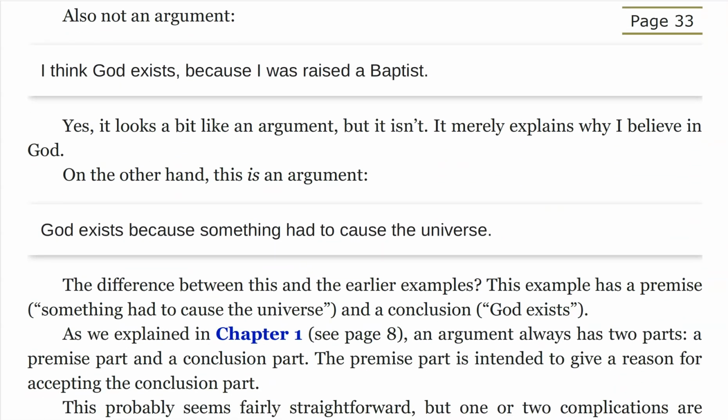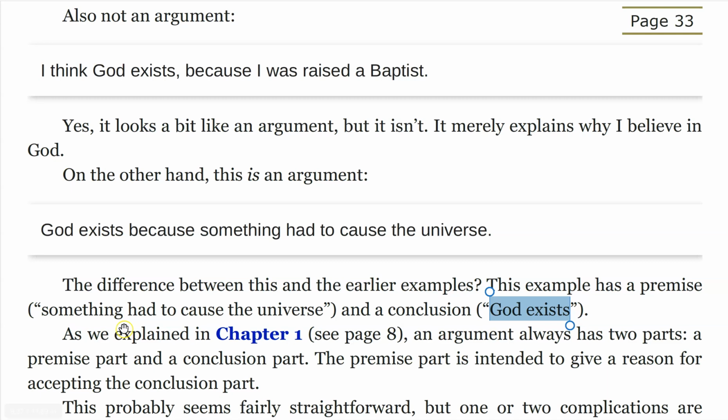But they're different, right? Hopefully this is jumping out to some of you. The difference between this and the earlier examples is that this example has a premise, which is something had to cause the universe, and a conclusion, God exists. Whether or not you accept it is a totally different issue. They've given a reason for thinking this conclusion is true. Not just being scared into believing it's true, but a reason for thinking it actually is true.